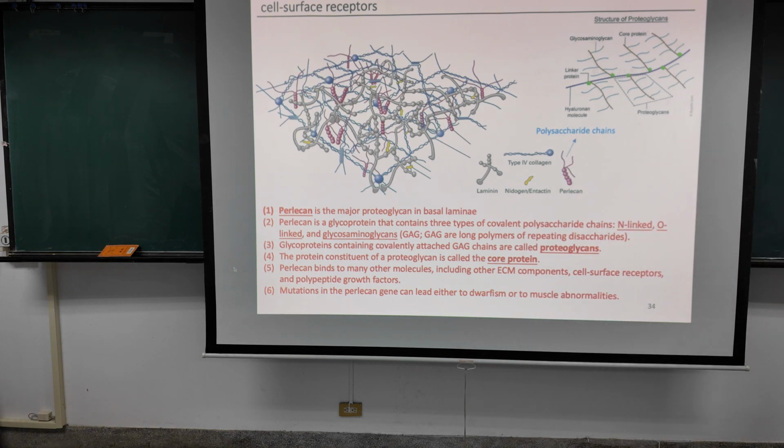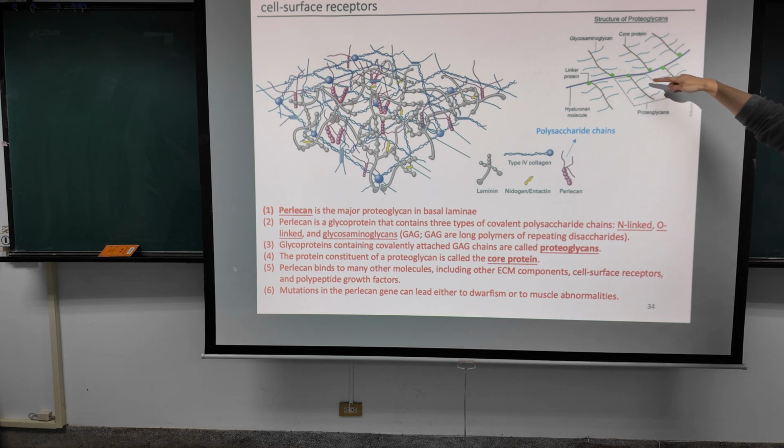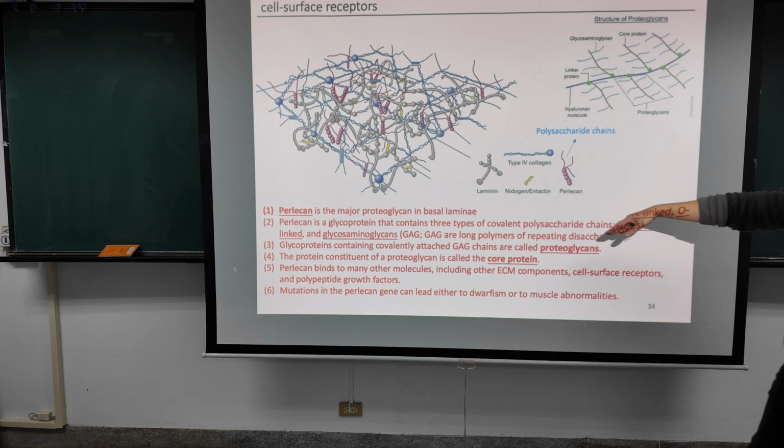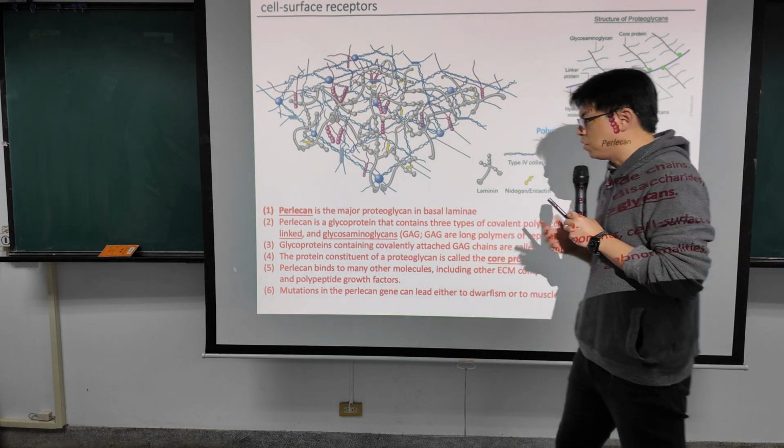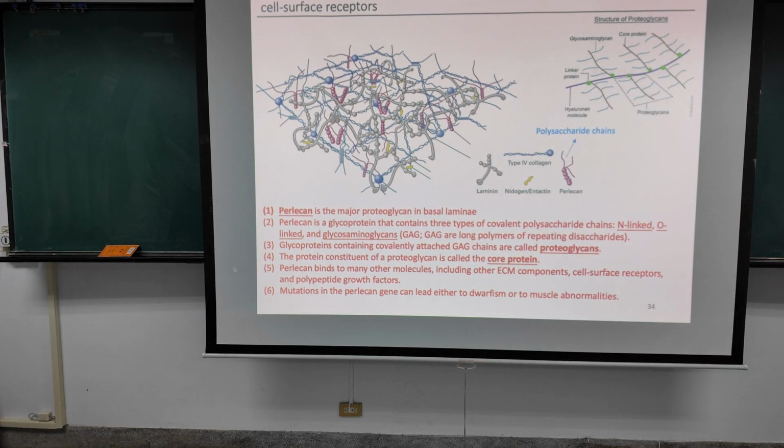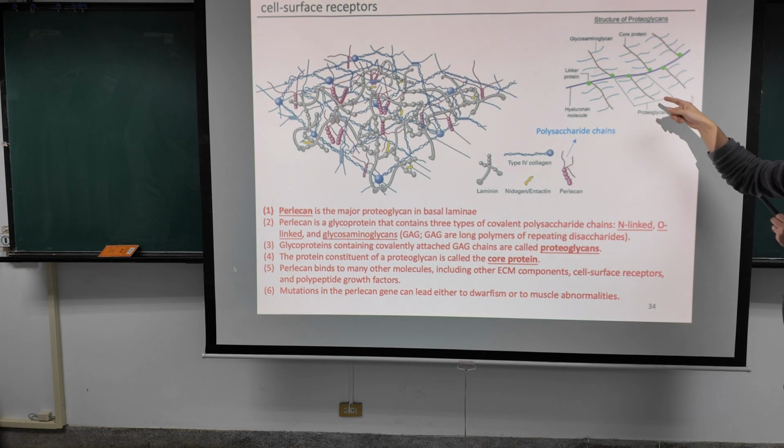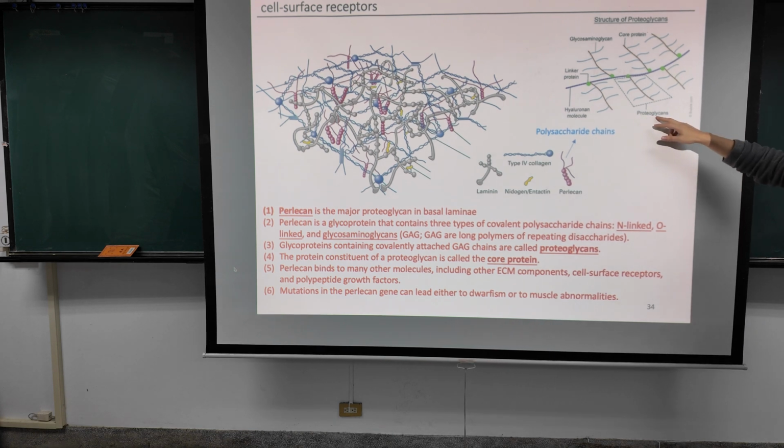And we are also talking about perlecan. Perlecan is a kind of glycoprotein. It's a protein conjugated with sugar. There are several kinds of sugar. There is N-linked sugar, O-linked sugar, or GAG, which stands for glycosaminoglycan, which is a non-branched polymer of a repeating disaccharide. Two sugars, repeating. We call this a GAG. So a protein conjugated with GAG, we call a proteoglycan. It's one kind of glycoprotein, proteoglycan.